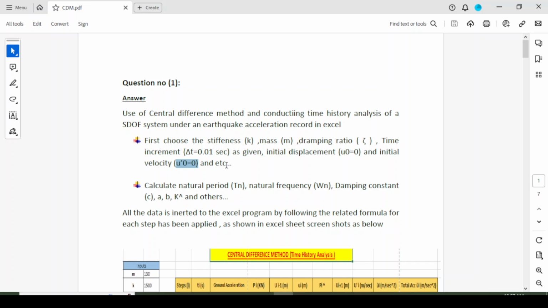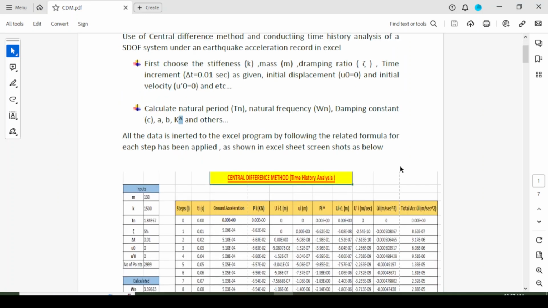And the next step: calculate the natural period Tn, the natural frequency omega n, the damping constant C, and also other constants, which are A, B, and the stiffness constant K. All the data is inserted into the Excel program by following the related formulas, and each step has been applied as shown in the Excel sheet.